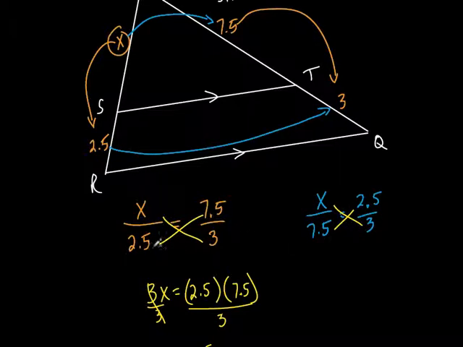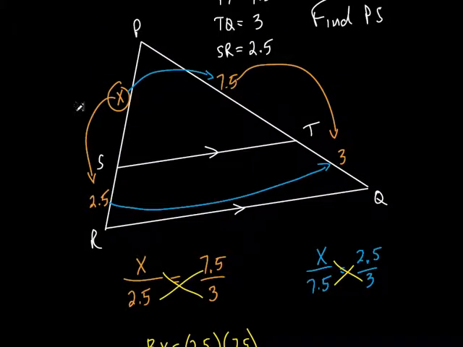That's 3x. This is 2.5 times 7.5. Same thing right here, isn't it? So would you agree that you can compare two different ways? Yep, you can go from this one to this one, and this one to this one, right? So top left to bottom left. Top right to bottom right.